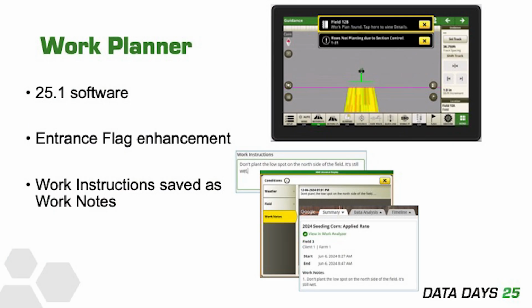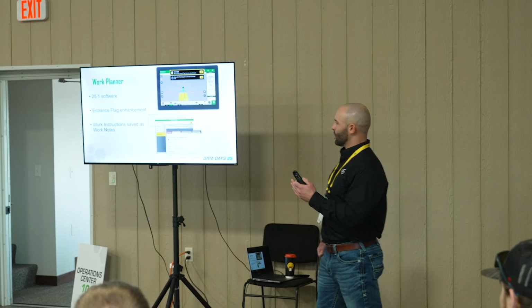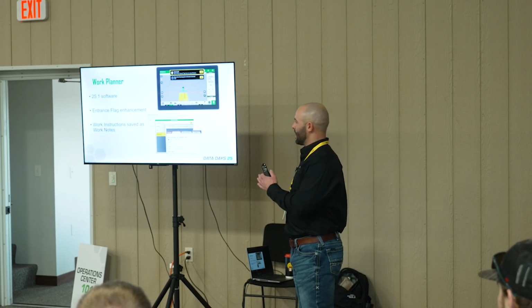Okay, so here we are at 25.1 software again. How does that relate to Work Planner? So in the land tool, entrance flags, so your field entrance flags are something that are a couple months old. Been in there for a little bit, but now they're adding more value to the 25.1 software side of things.